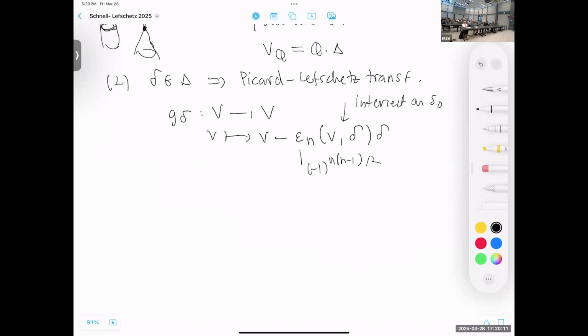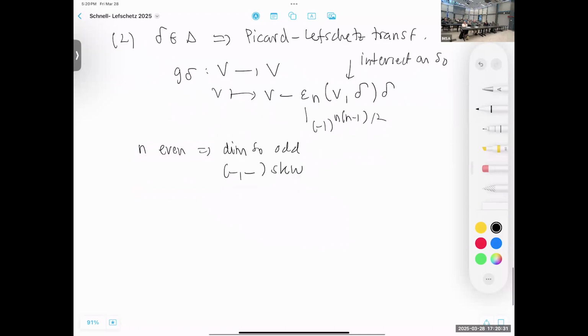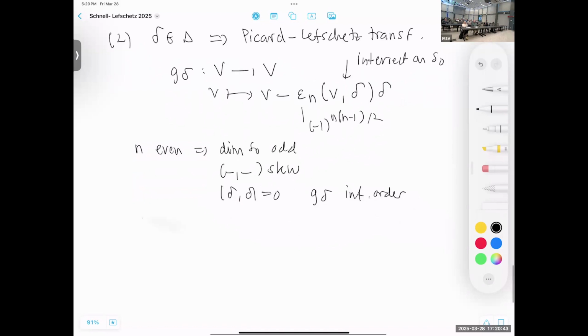I'm writing this formula because you see that the structure of the monodromy is completely different depending on whether n is even or odd. This is the basic fact. When n is even, the dimension of S0 is odd, and the intersection pairing is skew symmetric. Therefore the pairing of delta with itself is equal to 0, and G delta has infinite order in that case. When n is odd, things change completely because the dimension of S0 is even, and the intersection pairing is symmetric.